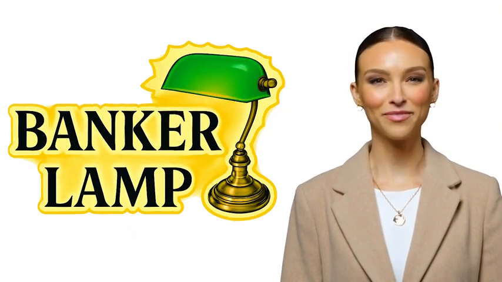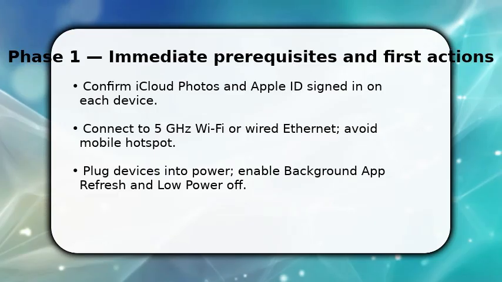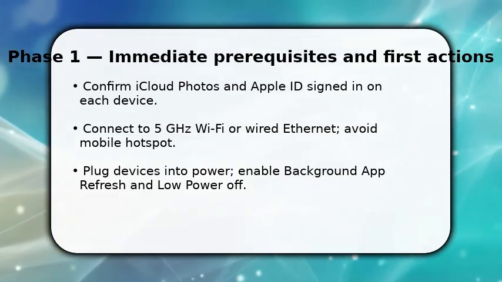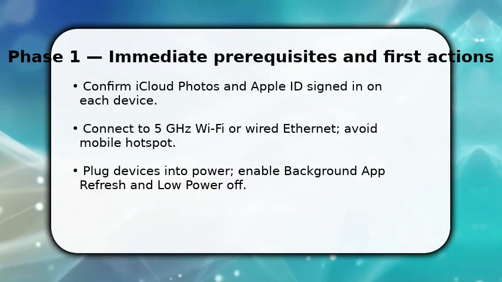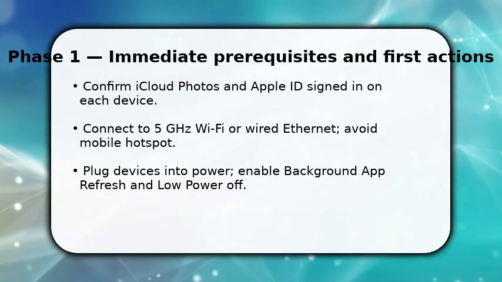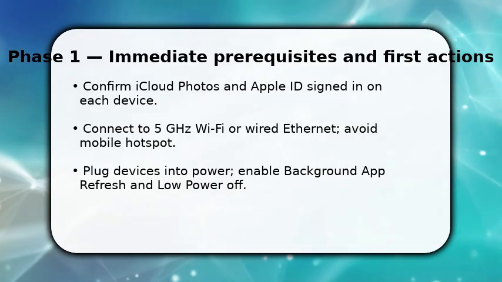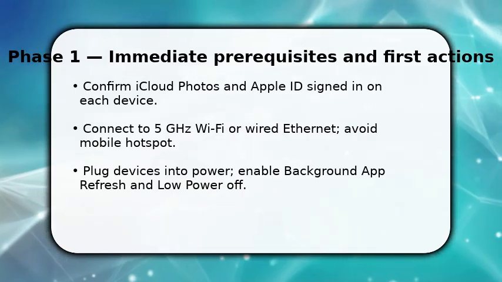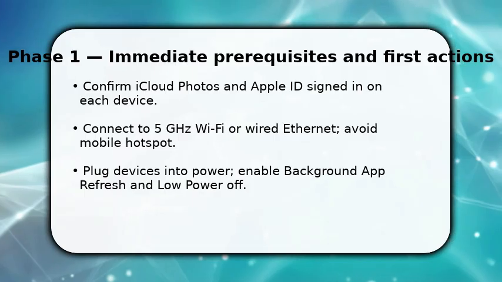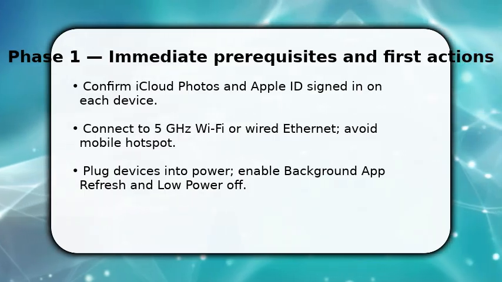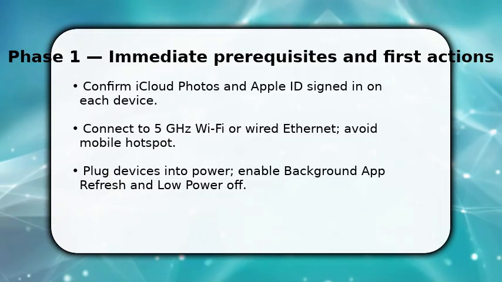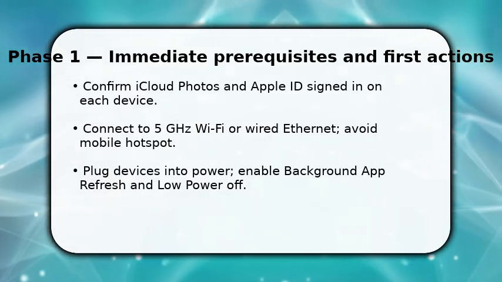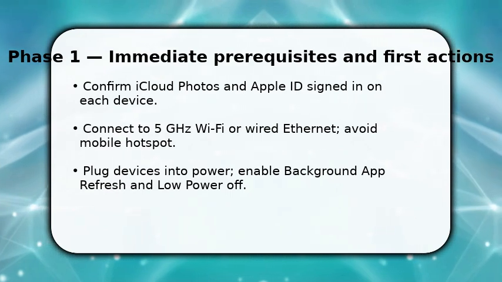Please enjoy the video. You'll begin by eliminating the biggest slowdowns. First, sign into the same Apple ID and enable iCloud photos on every device. This ensures a single library. Once done, connect to a stable 5 GHz Wi-Fi network or plug your Mac into Ethernet for consistent throughput. Make sure devices are charging and not in low power mode, and enable background app refresh so uploads continue when the screen sleeps. This reduces interruptions and prioritizes continuous background syncing.